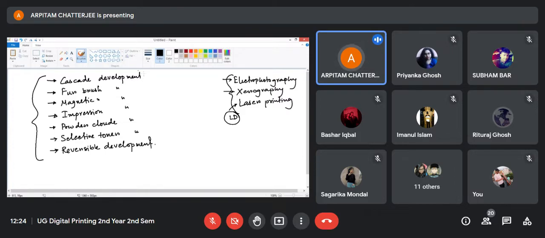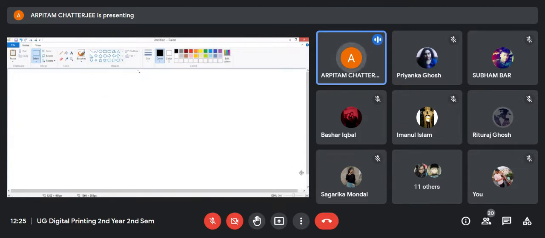Among them, these three are principally the same. Okay, so we will start with these three. As I already told, they are principally the same, but they have different materials, and according to the use of materials, they have been named like that. As you can understand, in fur brush we use a fur material, in magnetic brush we use a ferromagnetic material, but anyway the principle is derived from cascade development. Okay, so let us see what is the principle of cascade development.